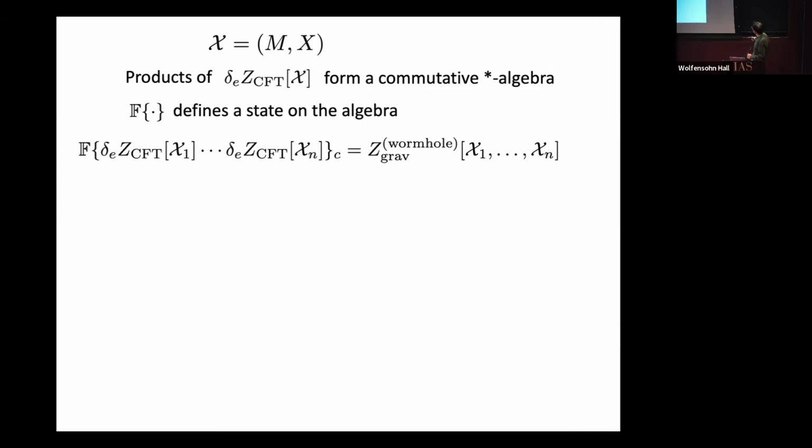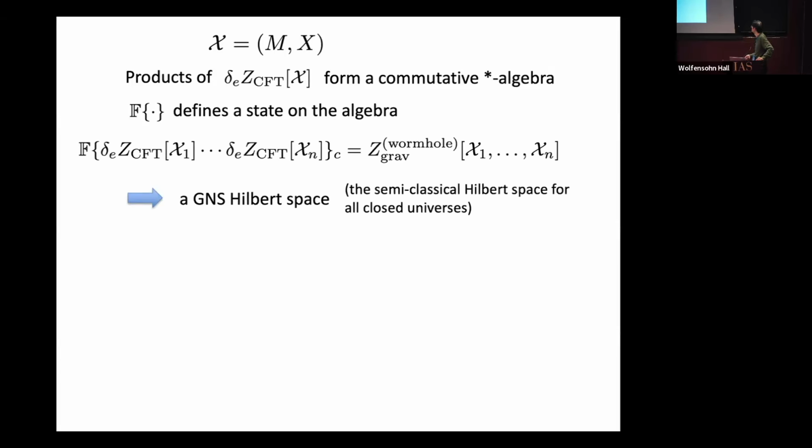So when you have an algebra, you have a state. When you have a star algebra, you have a state on the algebra. Then that defines a GNS Hilbert space. Okay, so this structure itself automatically defines a Hilbert space for you. And so we can call this a semi-classical Hilbert space for all closed universes defined by your CFT. And then when you have a Hilbert space, you have inner product structure, etc.